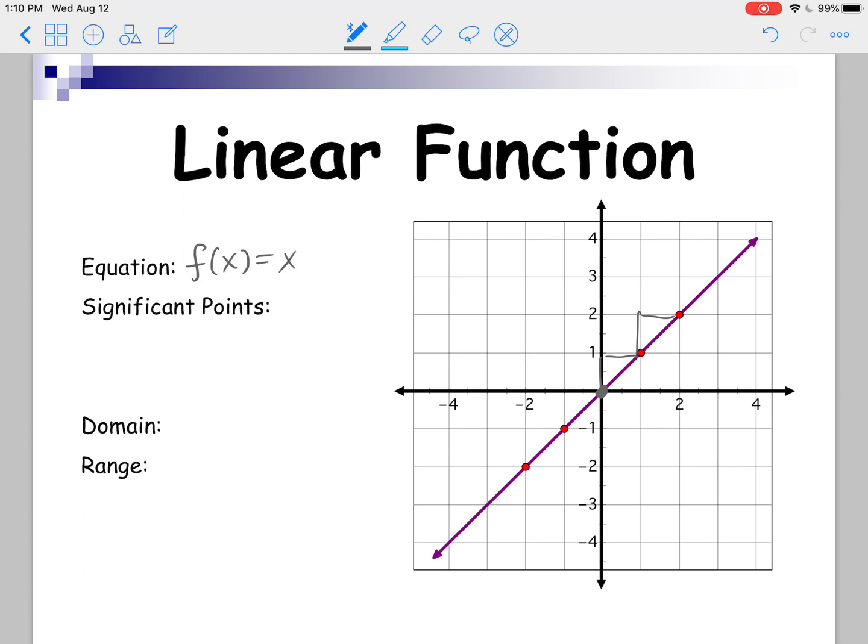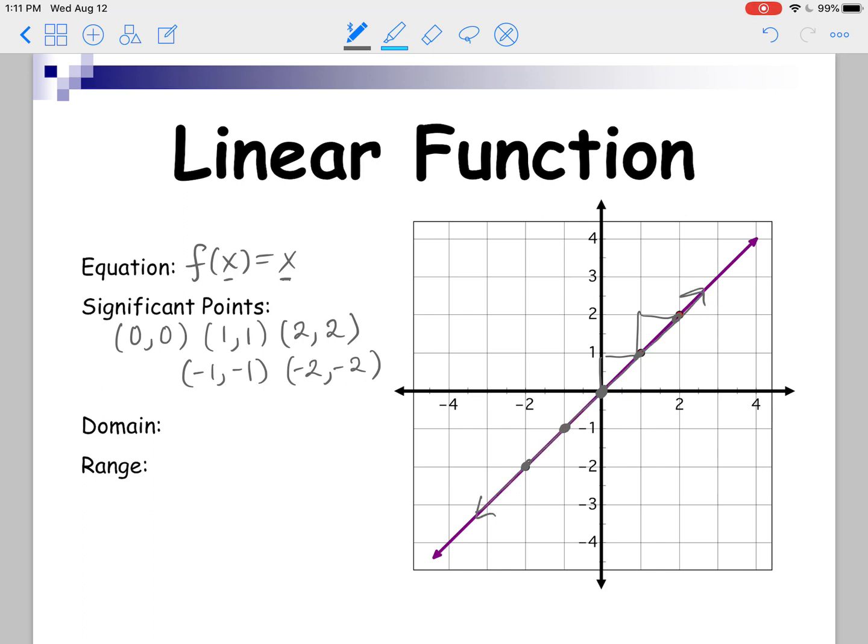Whatever I put in for x, that's basically what I'm getting as the output as well. If I plug in 0 for x, I would get 0 for y. If I plug in 1 for x, I get 1 for y. If I plug in 2 for x, I would get 2 for y. If I were to plug in -1, I would get -1 as the output. -2 as the input would give me -2 as the output. That's why you're seeing these points on our graph. Significant points are just the points you would need to recreate the graph.